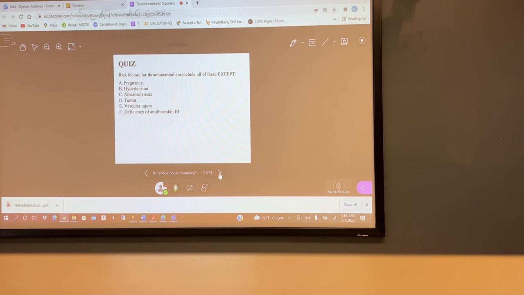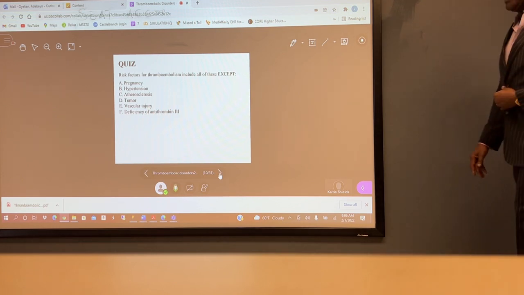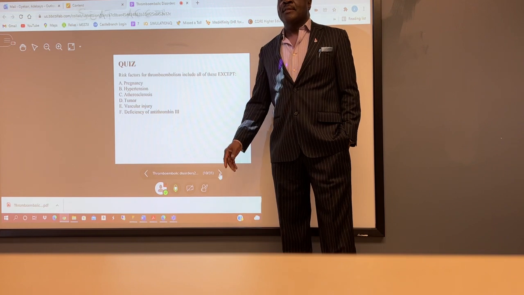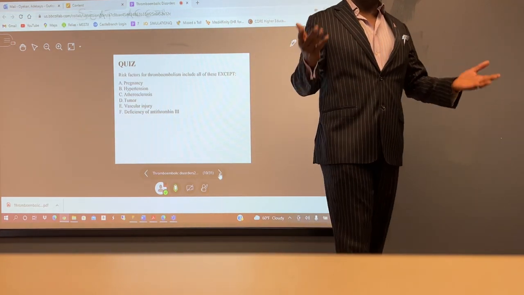Deficiency of antithrombin 3. Do you know what antithrombin 3 does? It inhibits coagulation. It balances out, okay? So if antithrombin is supposed to balance thrombin, and thrombin is the main enzyme of coagulation, if you have too much thrombin but only 2 liters of antithrombin, then that is a risk factor. So when you have deficiency of any of the natural inhibitors of coagulation, that is a risk factor. Get it now? We're talking about the balance.